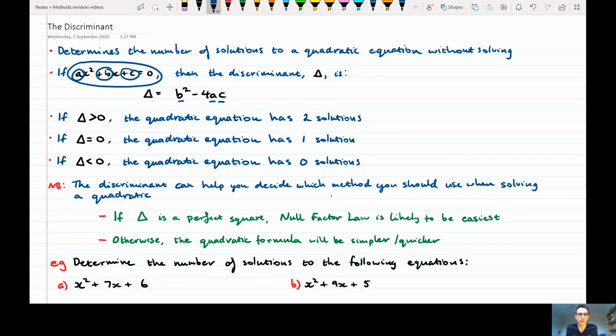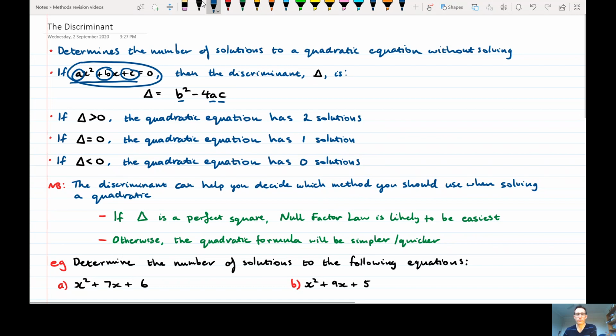I'm not going to show a proof of the discriminant, but this all comes from completing the square on this general format. It's a bit lengthy, a bit technical. I'm not going to go through it now. Now, there are three key results from our discriminant. One is that if it's bigger than 0, the equation has two solutions. If it equals 0, the equation has one solution. If it's less than 0, it has no solutions.